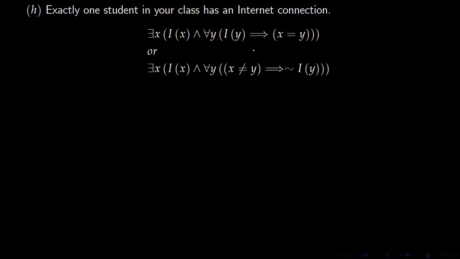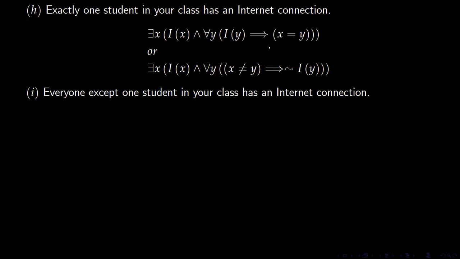Or the same statement can be represented like this: there exists a student X such that X has an internet connection, and for all Y, if X is not equal to Y, then Y does not have an internet connection. So these two ways ensure that exactly one student has an internet connection. Either this or this, you can use any one of them.